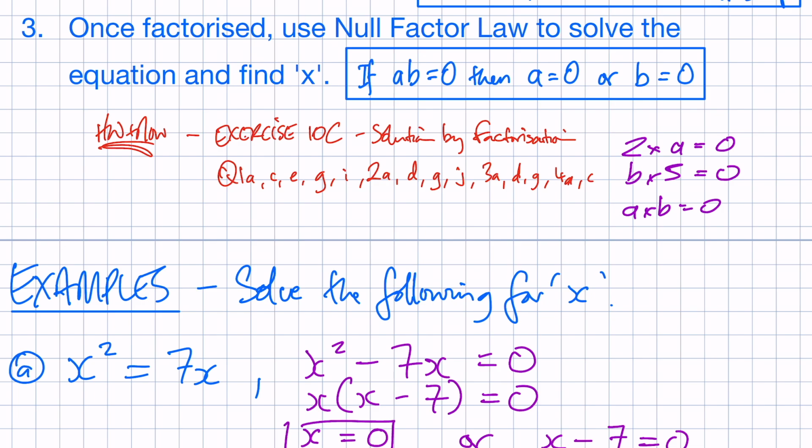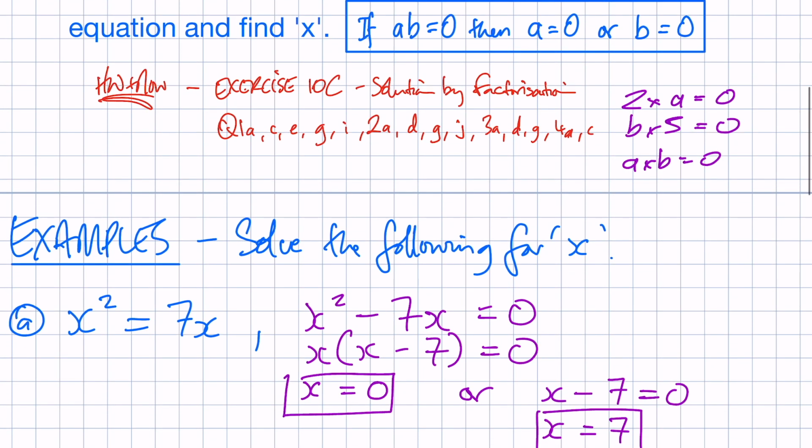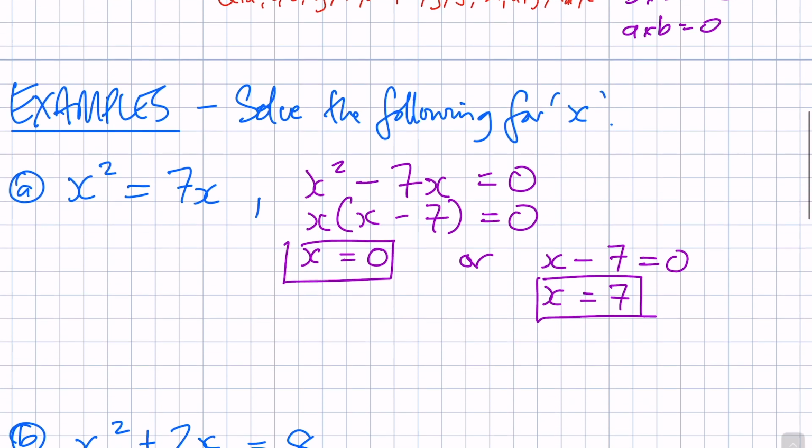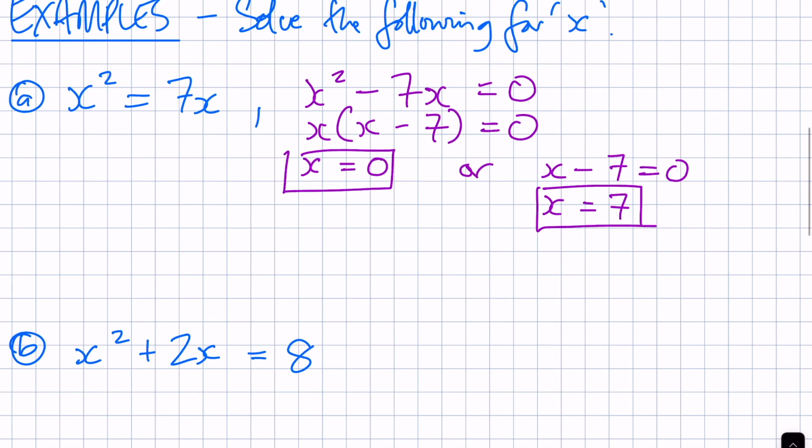And if you've got time, if you wanted to double check or flex on people, you can plug these in. If x is equal to 0 and I put it here, 0 times by anything is going to equal 0. True statement. If x was equal to 7, if I plug that in here, 7 take 7 is 0. 0 times by anything is equal to 0. You're showing yourself that both solutions work. Okay? Second one.